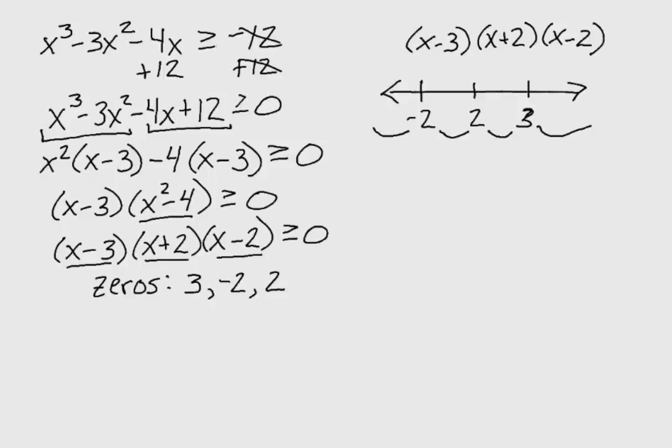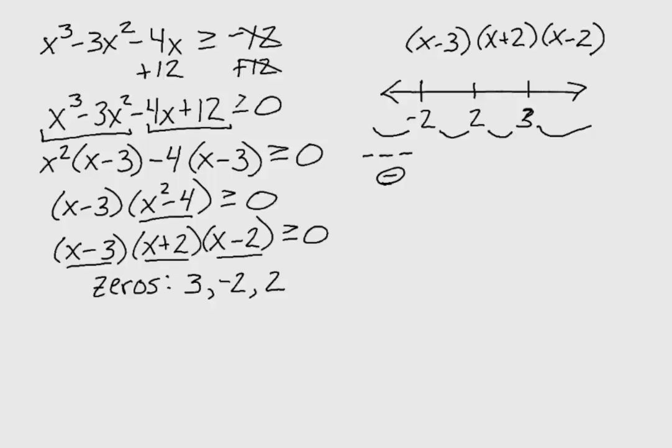I choose a value less than negative 2, say negative 3. Negative 3 minus 3 is negative. Negative 3 plus 2 is negative. Negative 3 minus 2 is negative. If I multiply a negative times a negative times a negative, I will get negative.